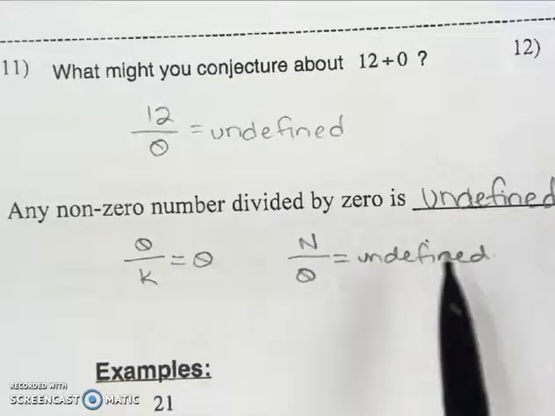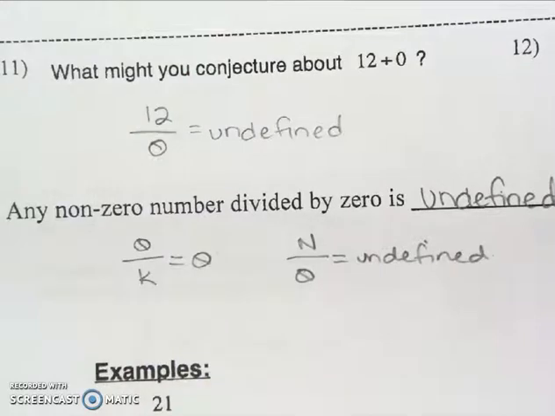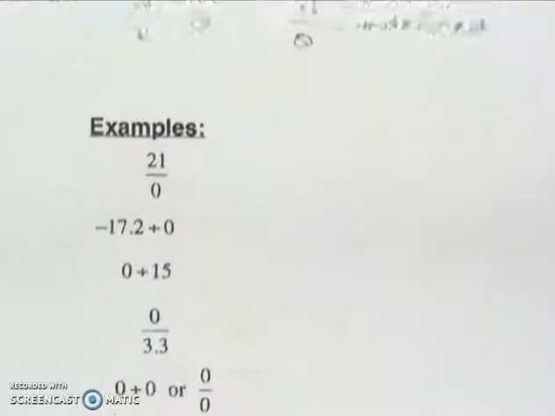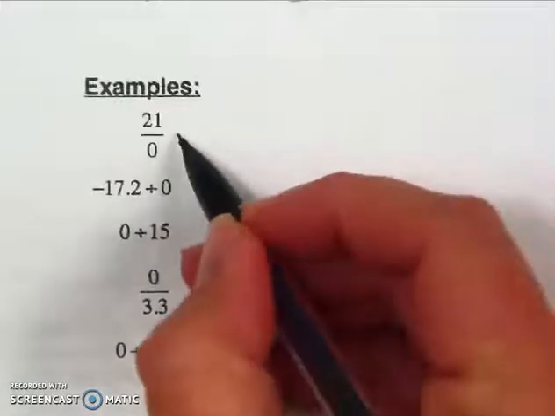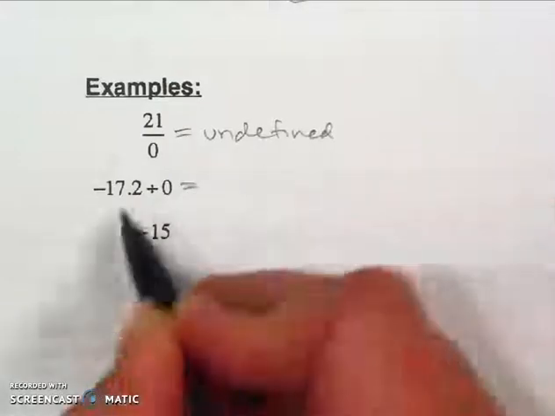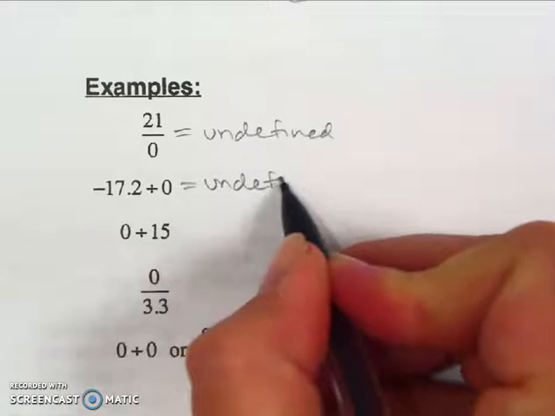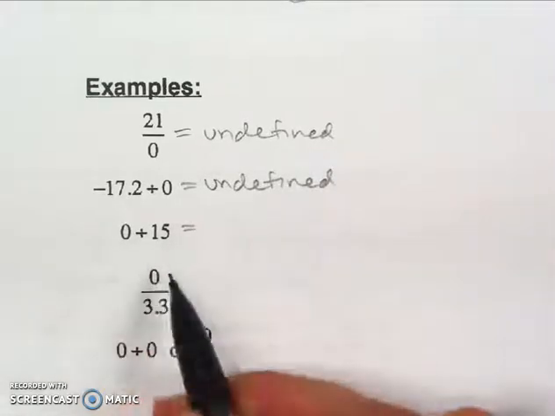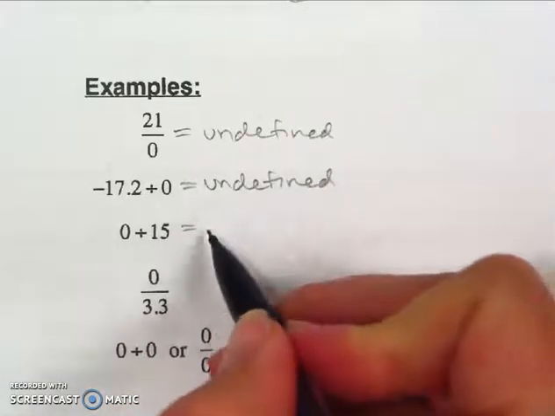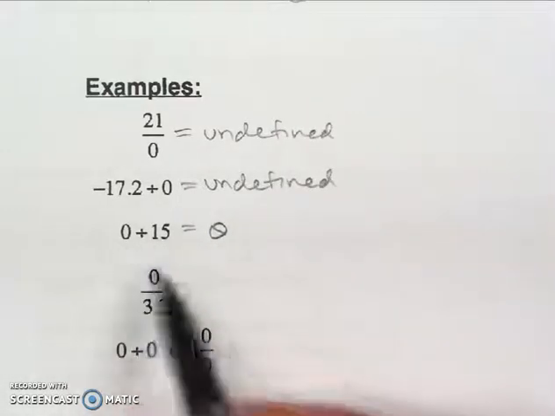But remember, it's really because we can't multiply anything by 0 to get back to where we started, if that 0's in the bottom. All right, examples. Let's look at this one. 12 divided by 0, can't happen. Undefined. -17.2 divided by 0, can't happen. Undefined. What about 0 divided by 15? Yes, that one's just going to be 0, because 0 times 15, we could end up back at 0.